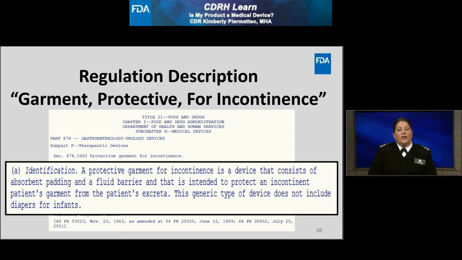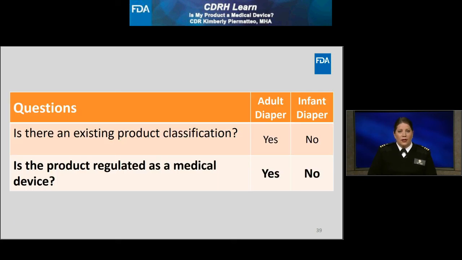This description sounds very much like the adult diaper in my example. Even more specifically, this regulation states that this device type does not include diapers for infants. To summarize this device determination example, after reviewing the regulation description and comparing it to the intended use of the adult diaper and the infant diaper, I can now answer the question, is there an existing product classification? For an adult diaper, the answer is yes, there is an existing classification. However, for the infant diaper, there is not, so the answer is no.